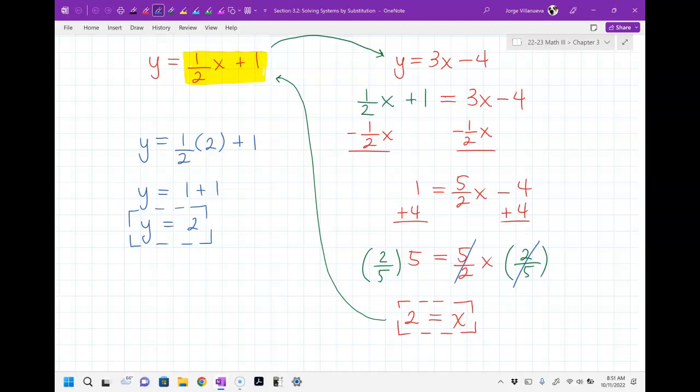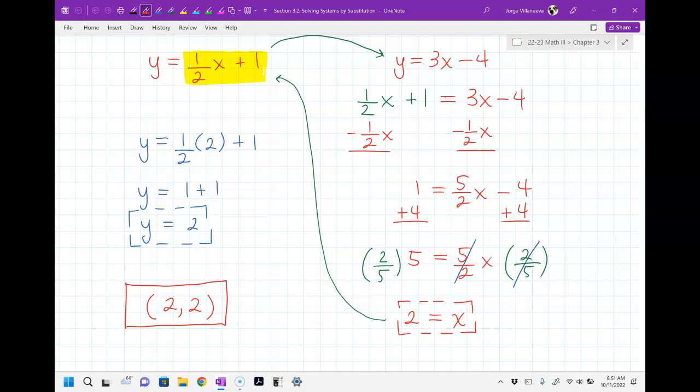So, if you leave it like that, you are correct. But remember, the answer is a point. That's not a point. Okay? A point would be x is 2, y is 2.